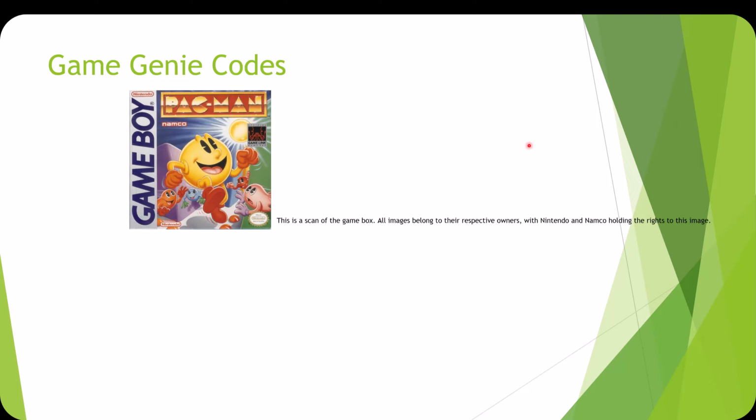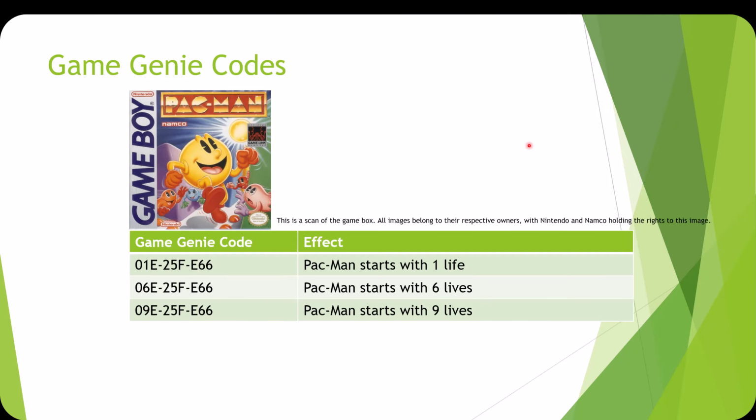So, if you have keen eyes, you might have noticed some similarities between the codes. Here are the three codes that appear in the Game Genie manual. This is the code that makes Pac-Man start with 1 life. Not necessarily a cheat, just a modification that will make the game actually harder for you. But it is a code anyway. The second code makes Pac-Man start with 6 lives, and the third code makes Pac-Man start with 9 lives.